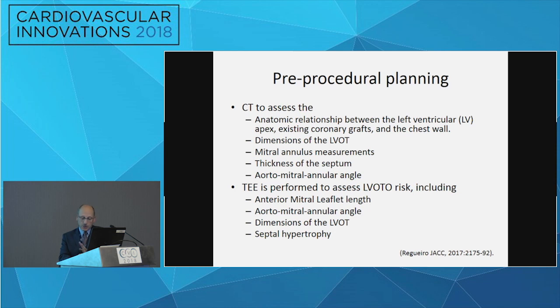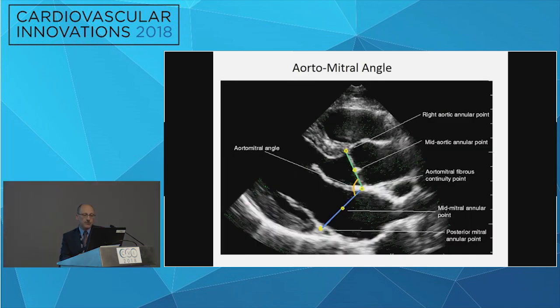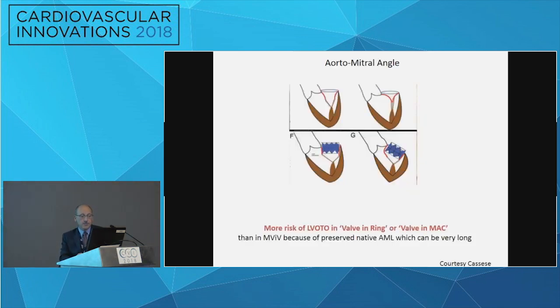So pre-procedure planning, you all know about this, CT and TEE is performed. Let's talk a little bit about the aortomitral angle. The more acute the angle is, the more risk for LVOT obstruction, because as you can see, the anteromitral leaflet will tend to prolapse and get into the LVOT. And deploying the valve, as you see in G, not only does the valve itself protrude into the LVOT, but it actually pushes the anterior mitral leaflet like a sail into the LVOT, causing significant LVOT obstruction.